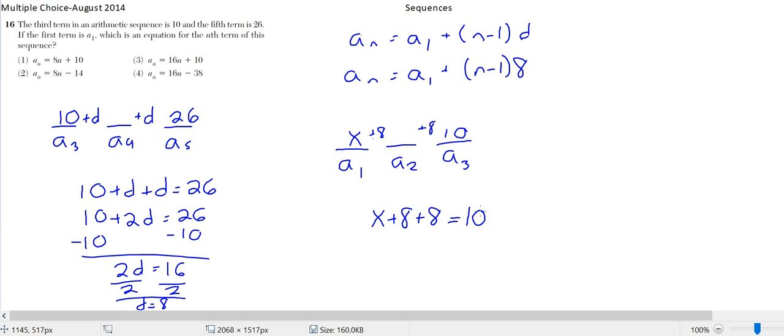So we could solve this for x. x plus 16 is equal to 10, minus 16 and minus 16, x is equal to minus 6. So a sub 1 is equal to minus 6.